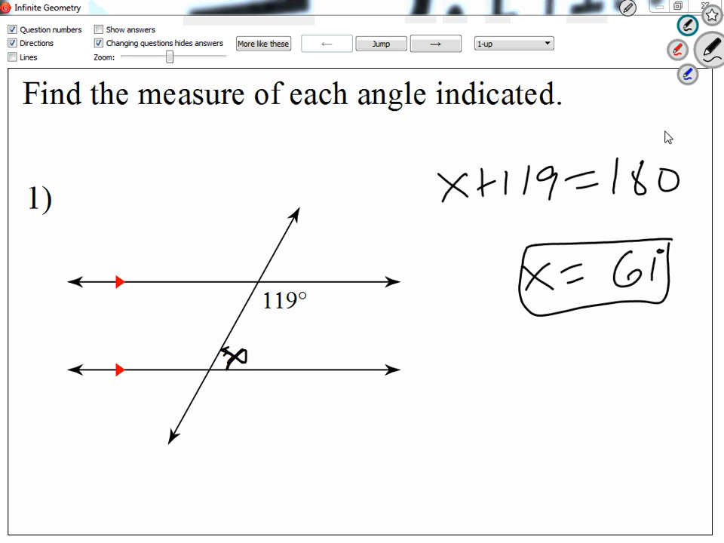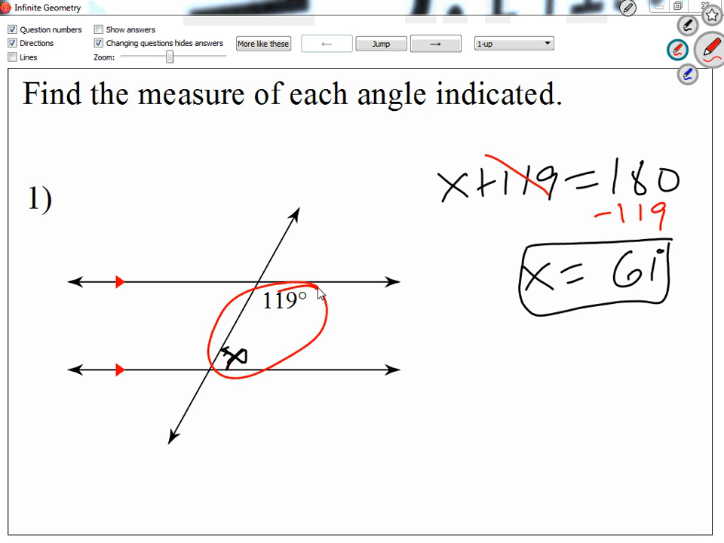For those of you wondering where the 61 came from, we moved the 119 to the other side as a minus 119. We switched the sign. 180 minus 119 is 61. I got the 180 because they're same side interior. On same side interior, they add up to 180. So basically you cannot tell them apart as long as they're same side interior.